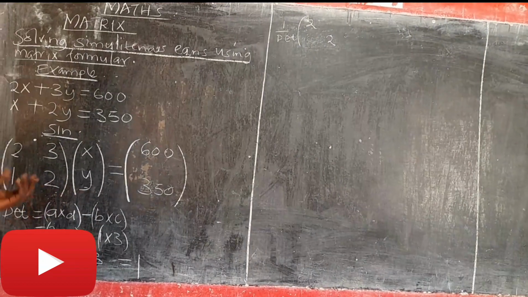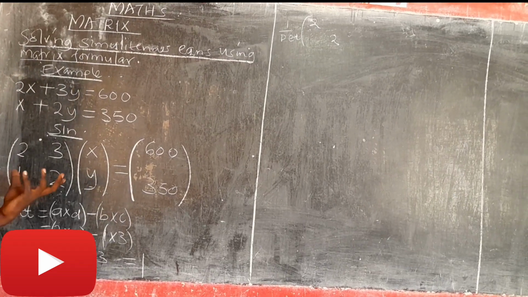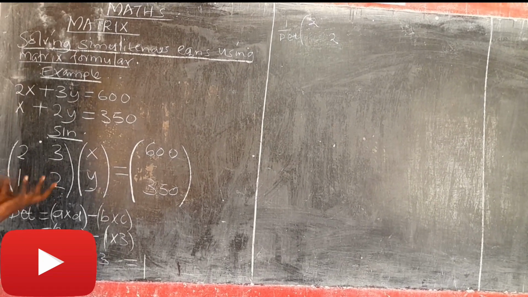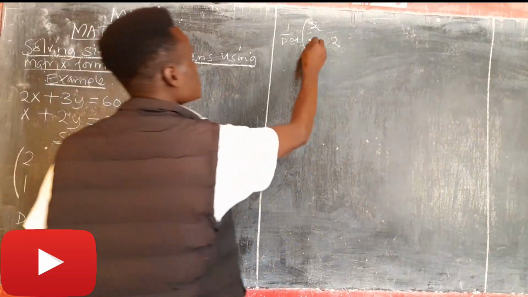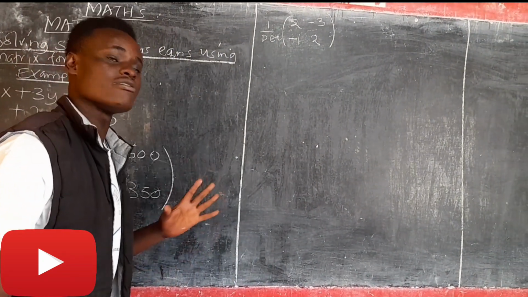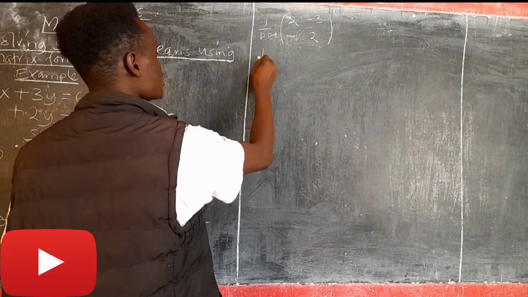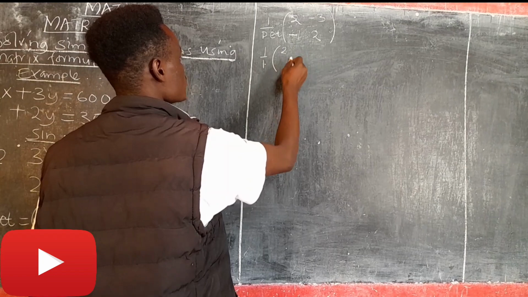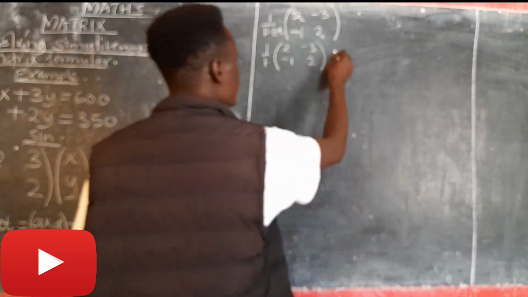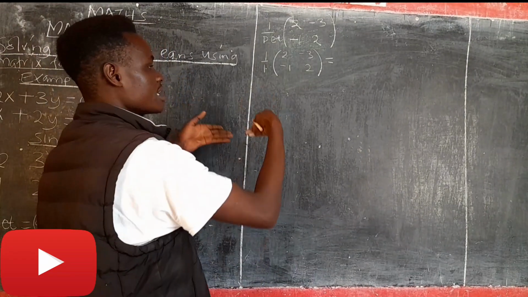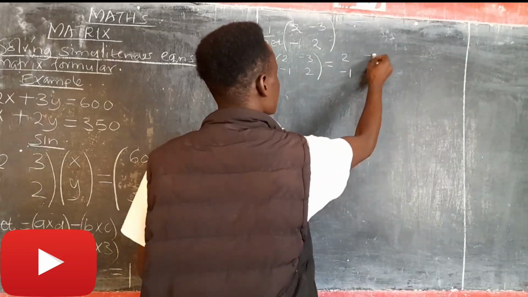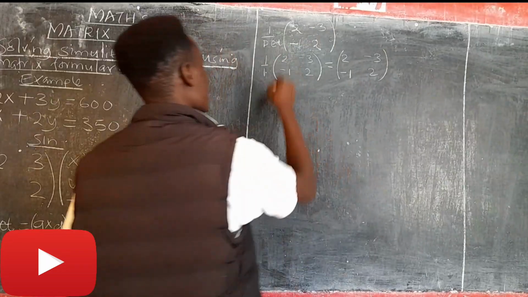Then on the minor diagonal, we change the signs, or we negate. They are a positive 1 and also 3. So when we negate the signs, we get negative 1 and negative 3. And this is how we get the inverse. Our inverse is 1 over 1 times the matrix 2, negative 1, negative 3, then 2. So when you open the bracket with this determinant, you remain with 2, negative 1, negative 3, then 2, because 1 over 1 is 1.